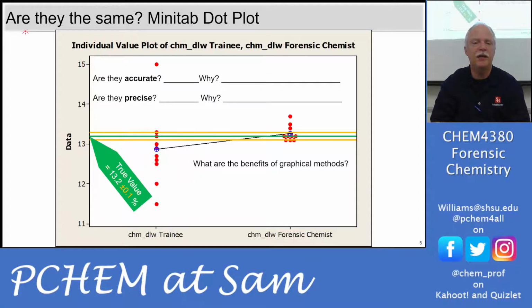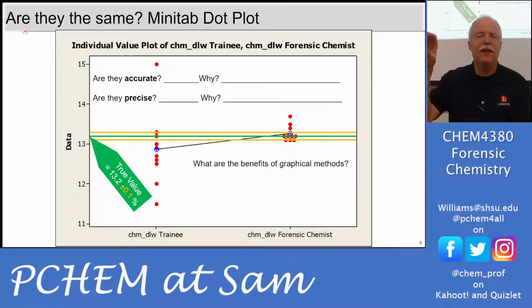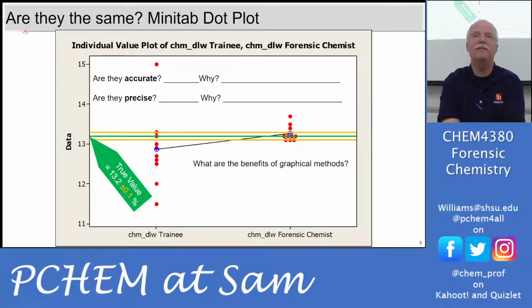Now you can really see the trainee on the left and the forensic chemist on the right, and see the scatter. The true value I've drawn with the green bar and plus or minus 1 standard deviation, so that should get 65% of the variability at least of the true value. You see the forensic chemist has pretty much all of their data between those bars, whereas the trainee's data on this scale is pretty much all over the place. There's a lot of variability. What do you have to say about that data point number 15?